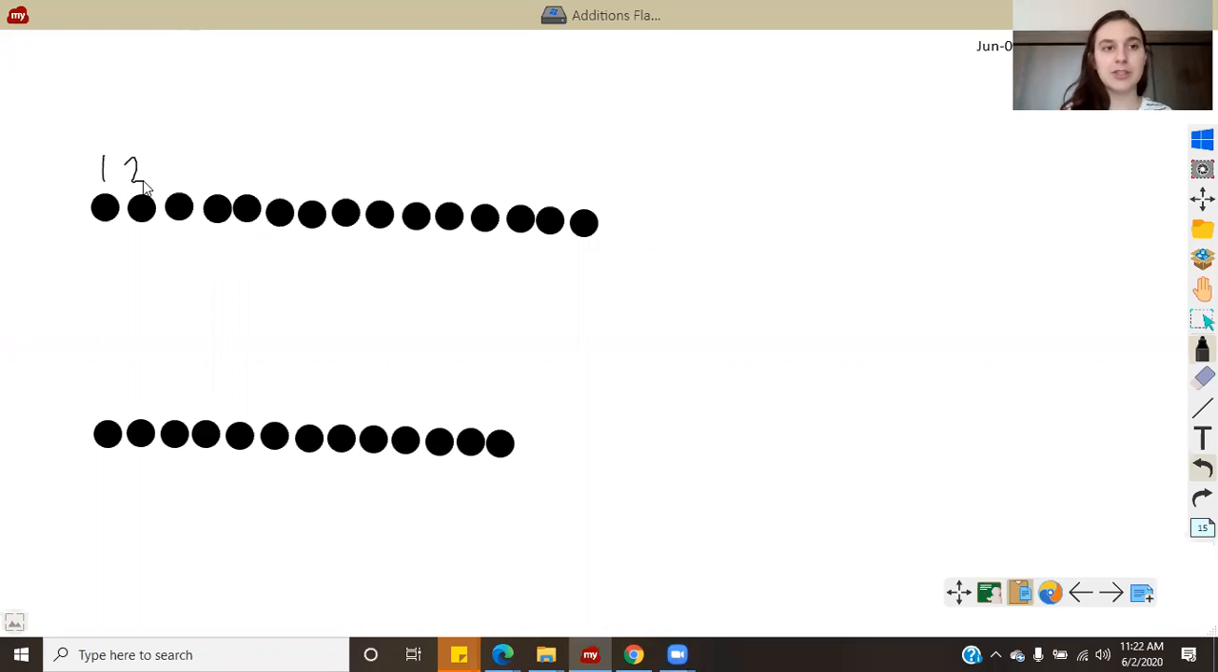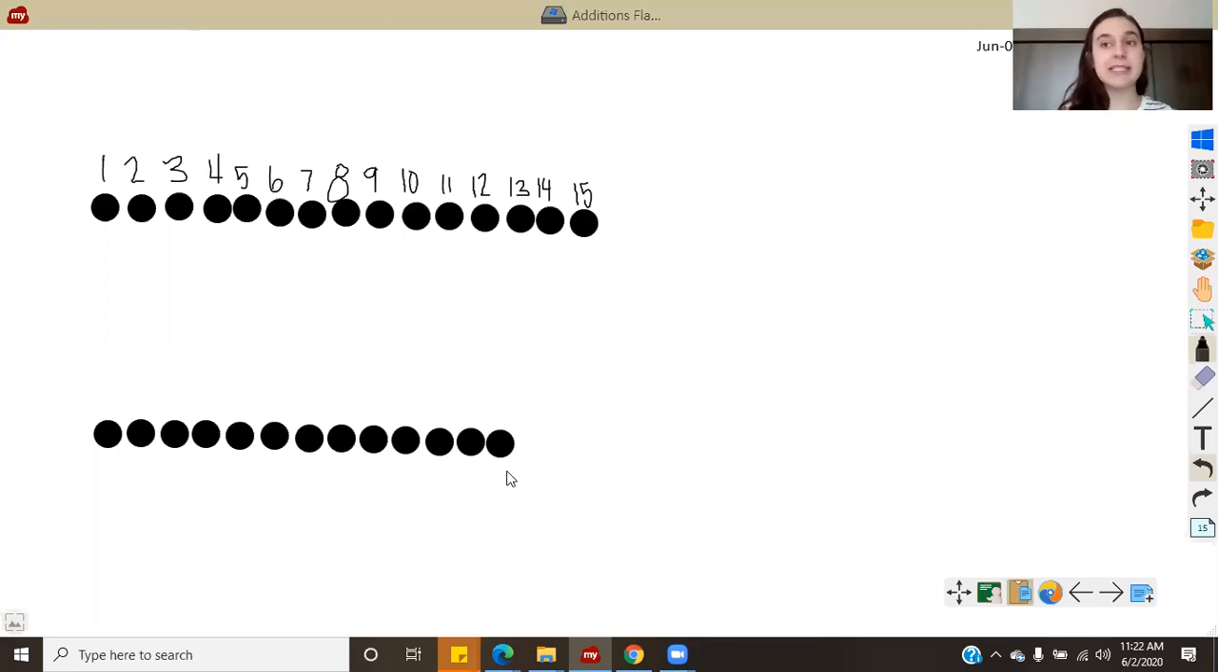1, 2, 3, 4, 5, 6, 7, 8, 9, 10, 11, 12, 13, 14, 15. So in my first row, I have 15 dots.